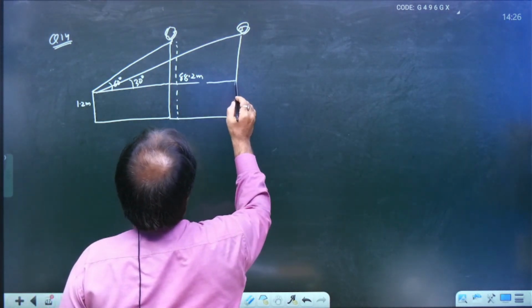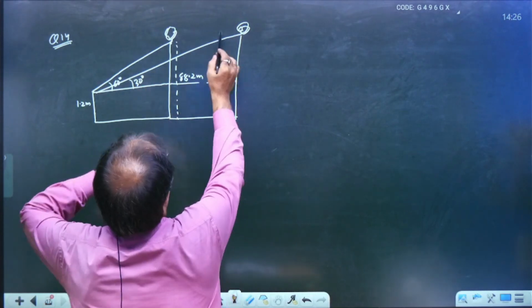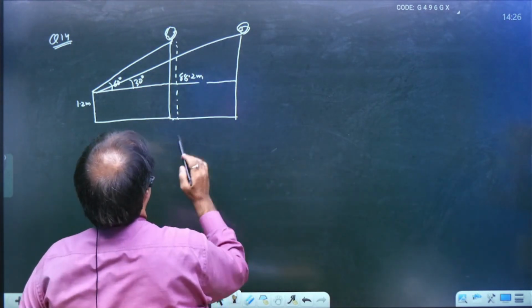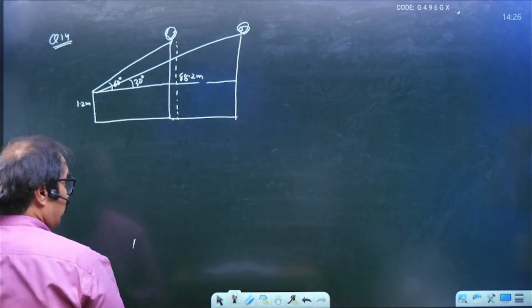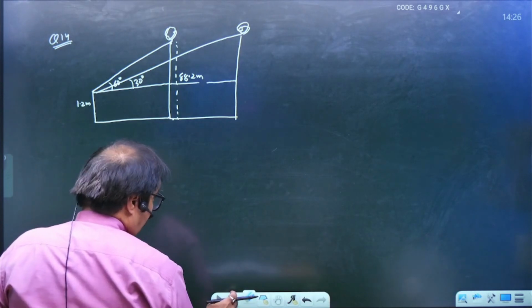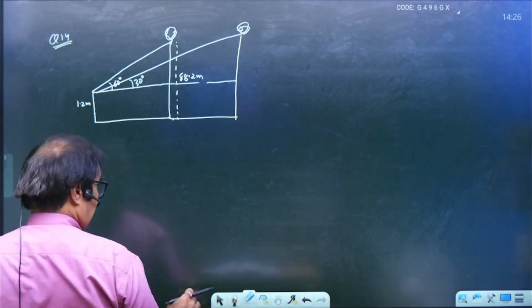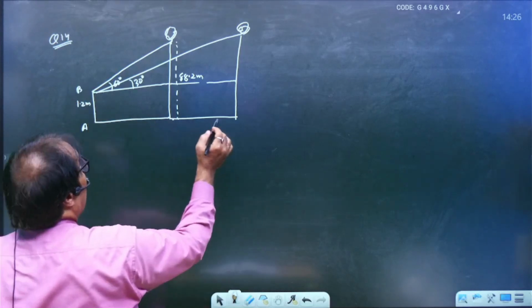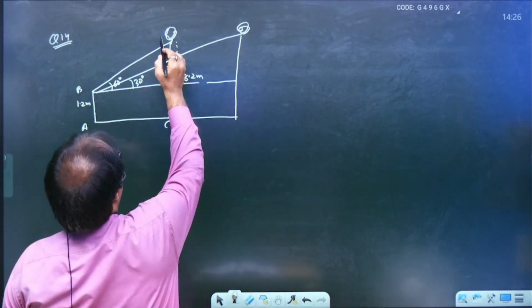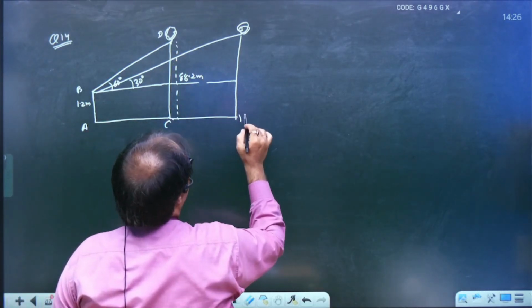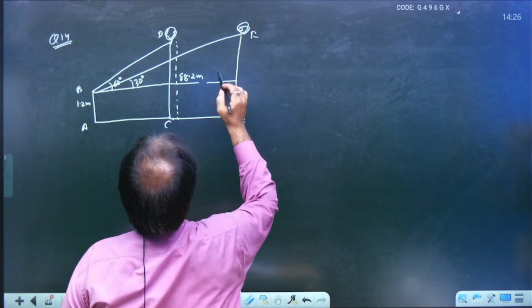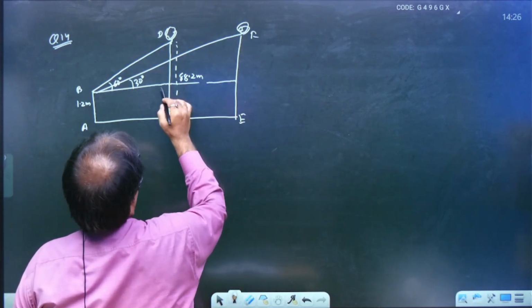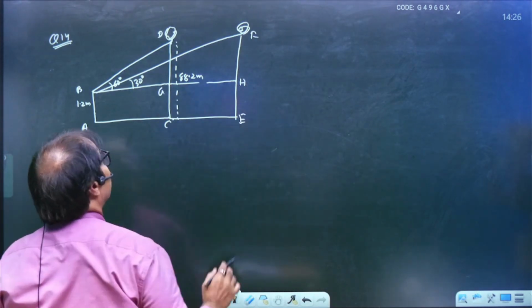Okay, we have to find this distance. So write the analysis first. This is AB and this is CD, and this is EF, and write the name of G, and this is H.